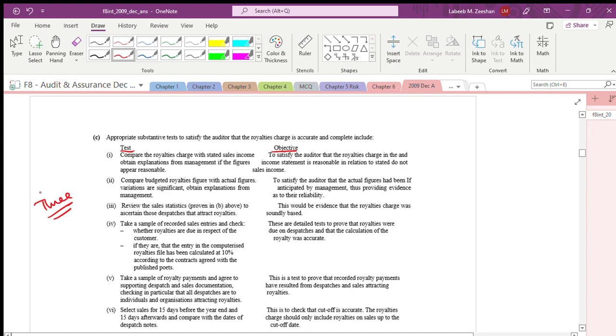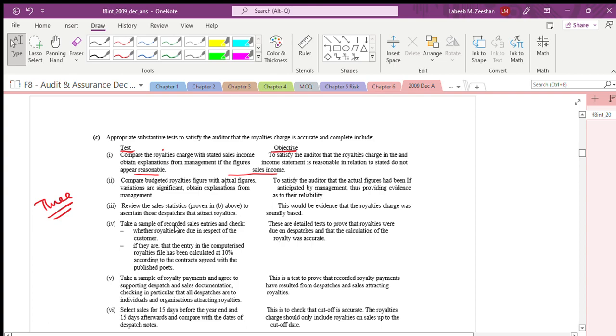What is the test? What are we doing? Compare the royalties charged with the stated sales income. Obtain an explanation if the figures are not reasonable. We are not supposed to write all those things. We should know whether we have charged the royalties, and whether the royalties are as per the terms and conditions. As simple as that.